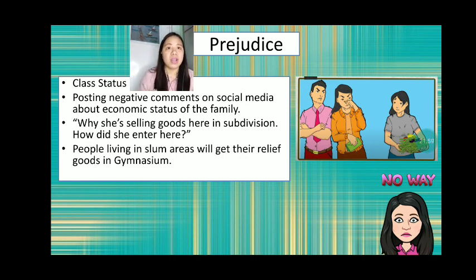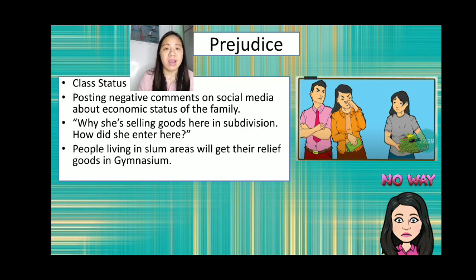Prejudice in class status, just like, what are the example of class status? Poor, rich, and middle, right? So, posting negative comments on social media about economic status of the family, then that's prejudice. Why is she selling goods here in subdivision? How did she enter here? So, in here, parang ito yung dialogue dito sa picture, right? Parang sinasabi ng babae dito, kung iisipin natin, nakakadiri naman, bakit nakakapagtinda yan dito?